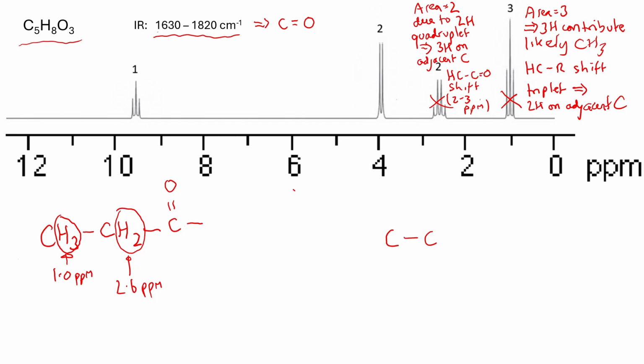Okay, so 9.5 ppm, very characteristic chemical shift. You look at that and you think, okay, that is an aldehyde hydrogen. Okay, so 9 to 10 ppm is where you get aldehydes. So let's document what we know about this. It has an area of 1 because there's just 1 hydrogen, and it has this HCO shift, 9 to 10 ppm.